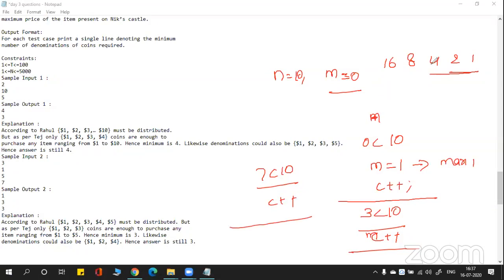After that I'll increase one more bit. If I increase one more bit, 8 plus 7 gives 15. Is 15 less than 10? No. Then I can stop and print. Count was 1, count was 2, count was 3, and here count becomes 4. Here the condition failed, so I'll print count is equal to 4.